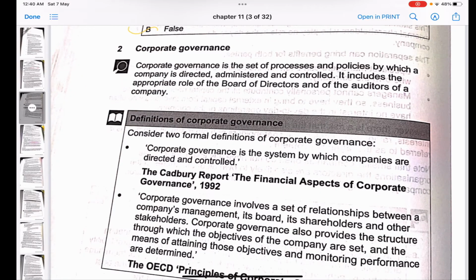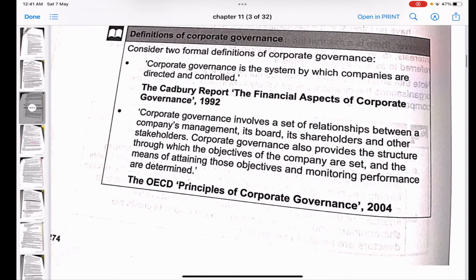Now we're coming to corporate governance. So what is corporate governance? There are some rules, processes and policies which are to be followed by a company for the benefit of everybody. So corporate governance is a set of processes and policies by which a company is directed, administered and controlled. It includes the appropriate role of the board of directors and of the auditors of the company.